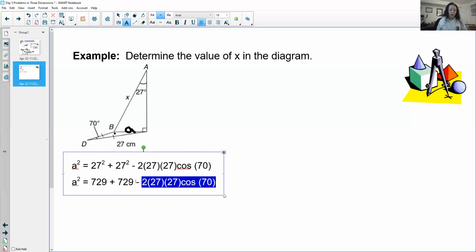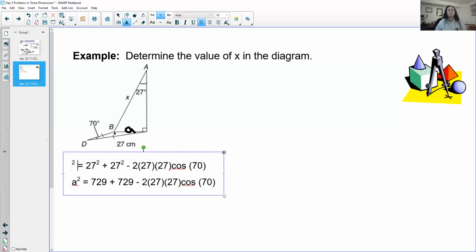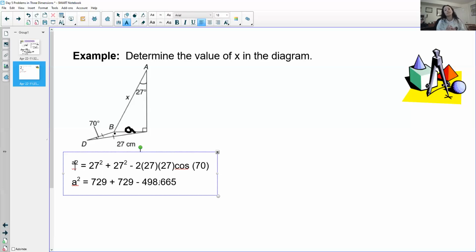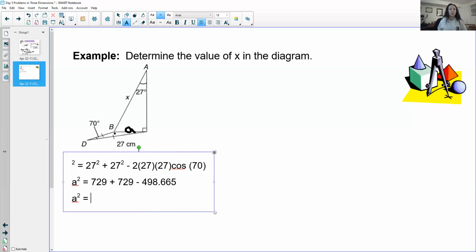Okay. I got 498.665. I'm going to keep all those decimals. I'm going to keep all of the decimals because if you can keep more decimals, the more accurate your answer is. So please keep them for now. All right, I'm going to store that in my calculator. So 729 plus 729 minus our 498. We should end up, I ended up with 959.33, which, there we go, let's try this again, 959.33.